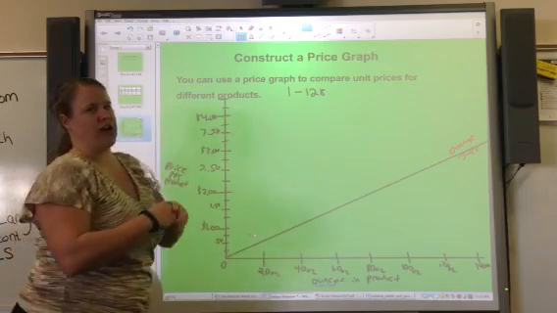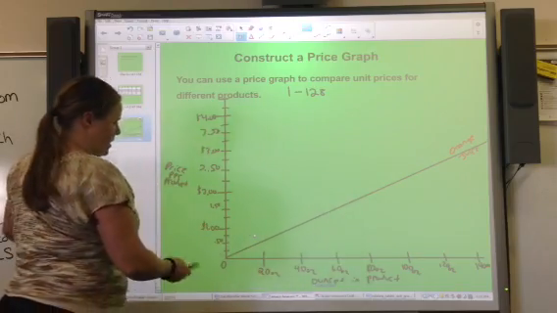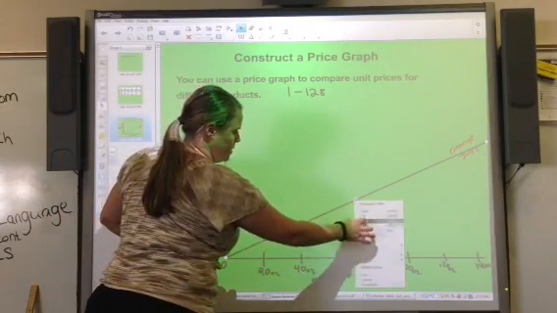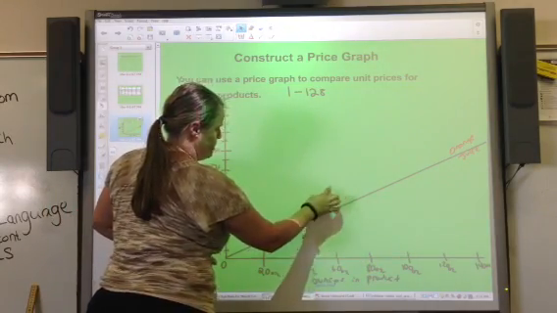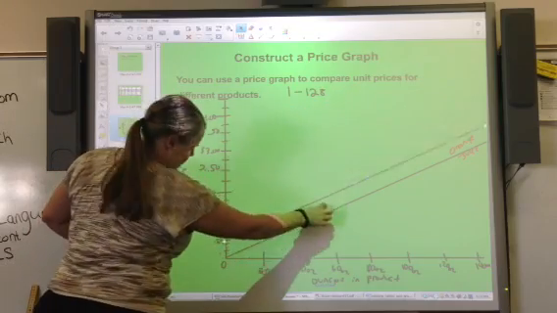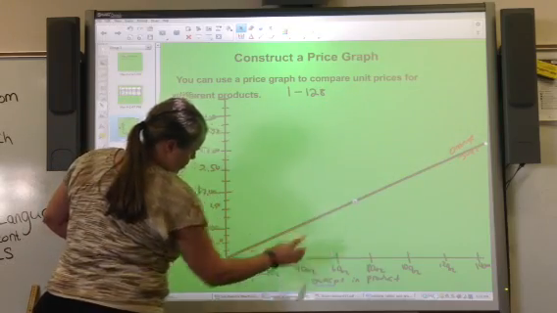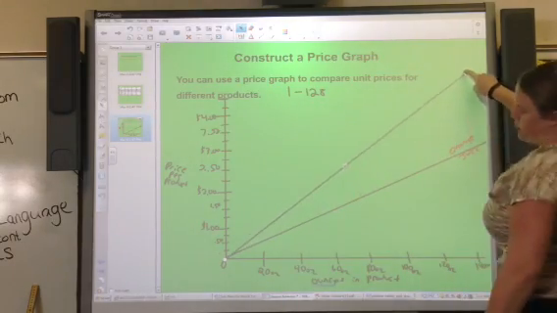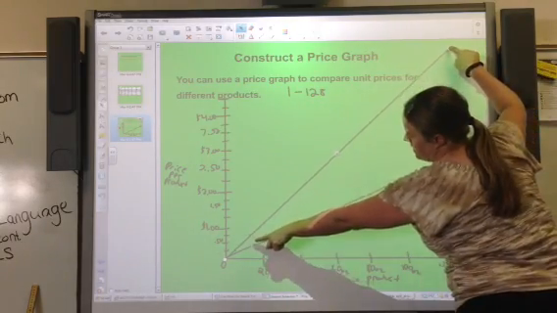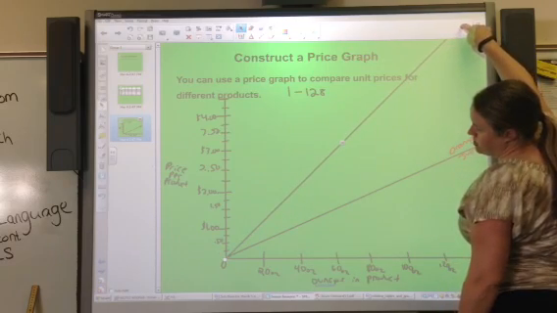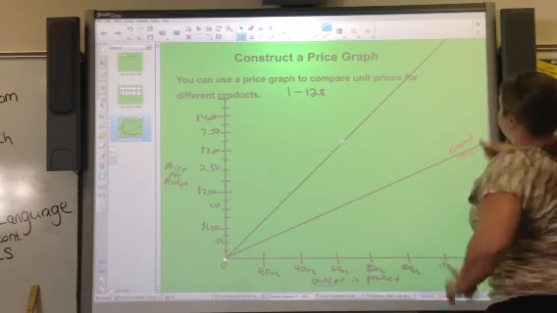And again, try to use graph paper with the lines to be a lot easier for you. And again, I'm going to copy this line for the sake of time. And then I can use that same line. Again, going through the 0, the origin, and rotating it up through that red dot. It's right there. And then extend my line off the page. Okay? And then label that one Coke.